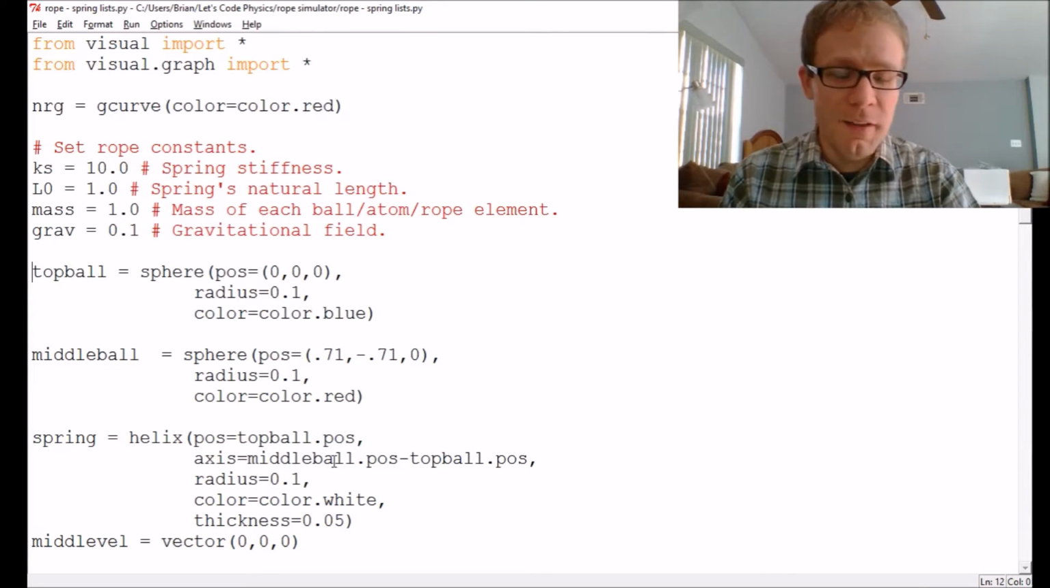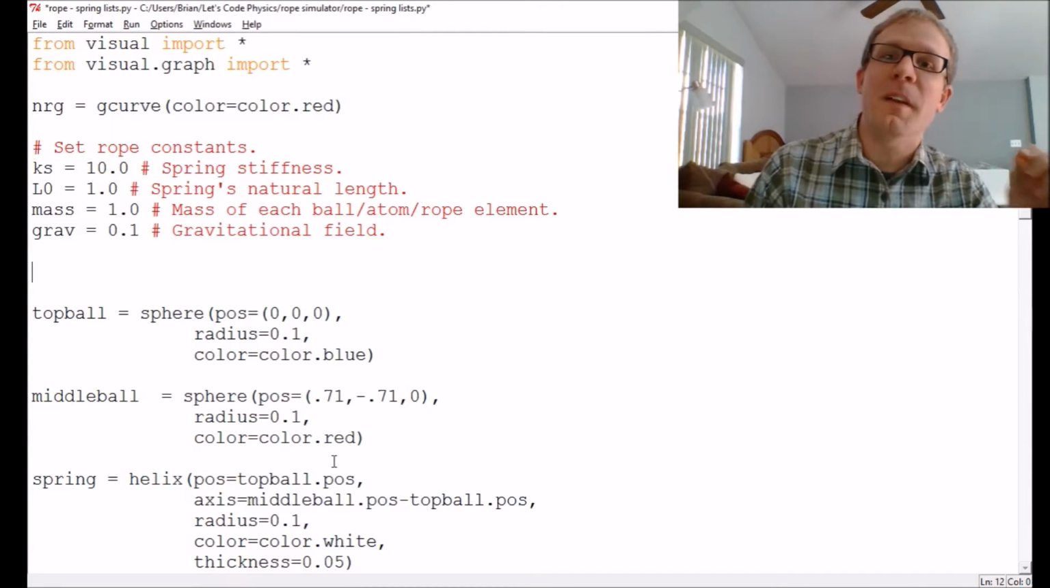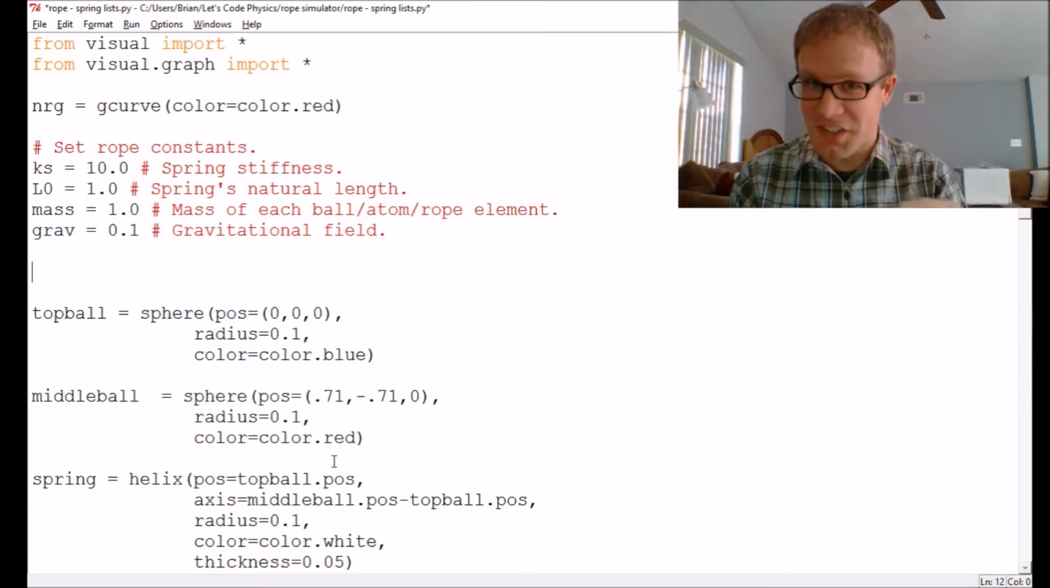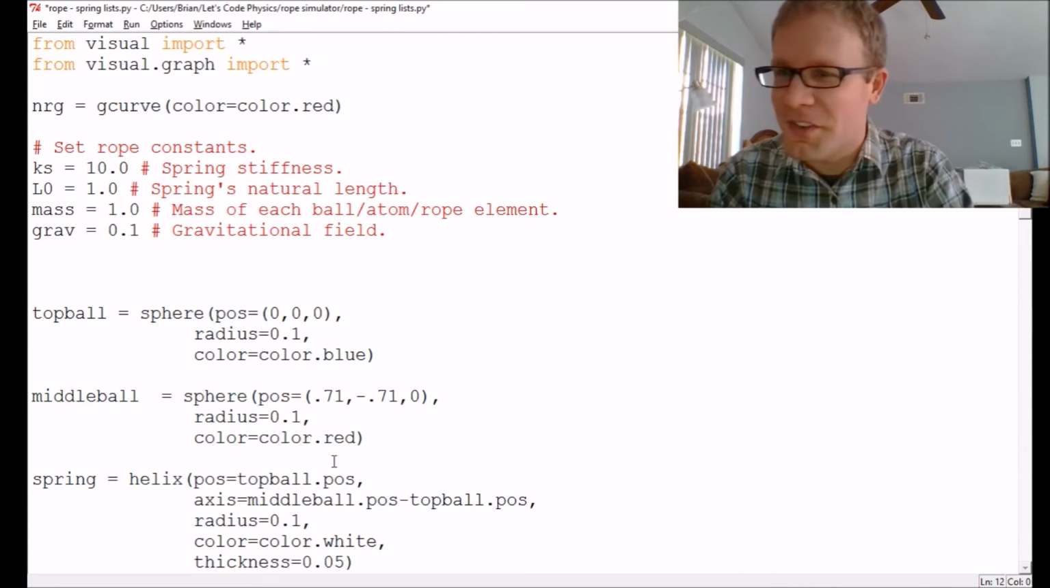So interesting physics linguistic distinction. Constant refers to something that doesn't change with time. Uniform means something doesn't change with position. It's a little bit of vernacular there to throw your way.